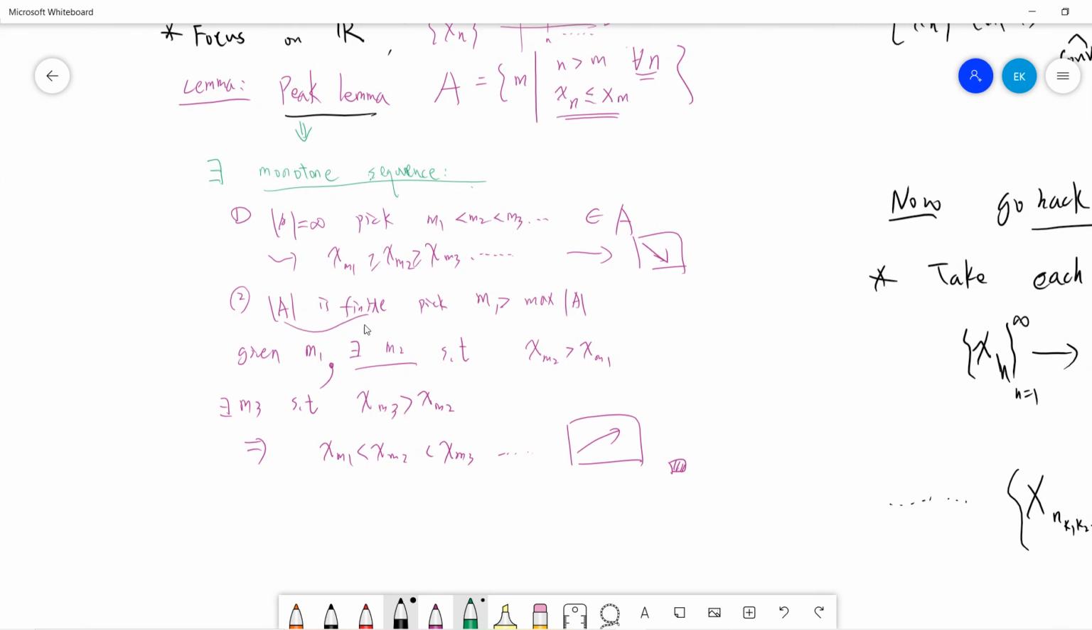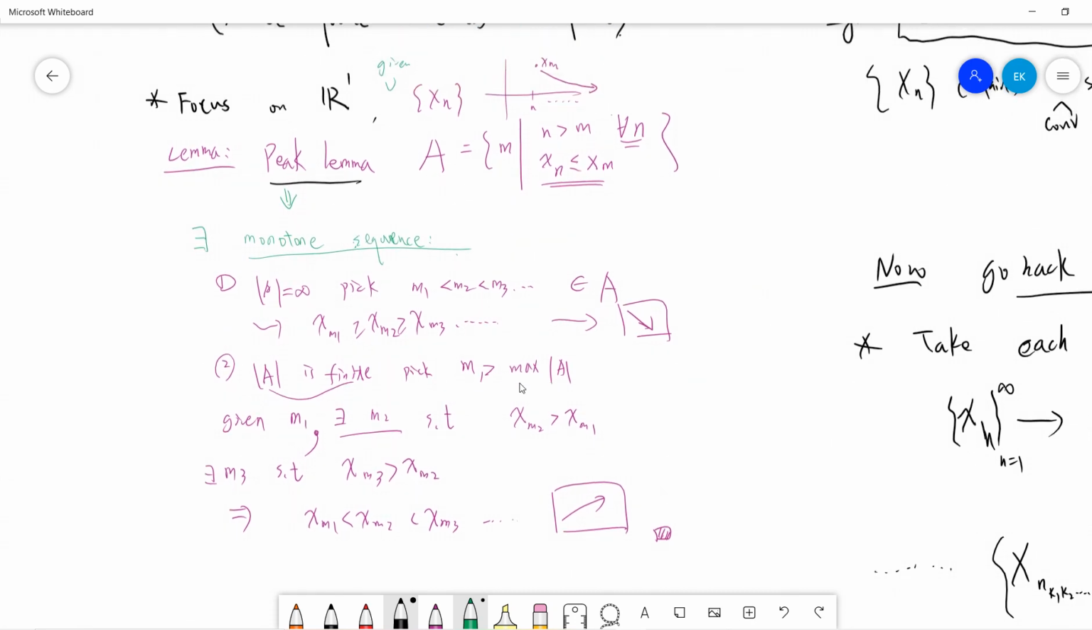Otherwise, A is finite. Then you pick m1, which is greater than all the elements of A. Since m1 is not in A, you can always find m2 such that x_m2 is greater than x_m1. Then m2 is not in A, so you can find m3 such that x_m3 is greater than x_m2. Keep going, and you can find a monotone increasing sequence. So we proved the lemma: however somebody gives you a sequence, you can always pick out a monotone subsequence.